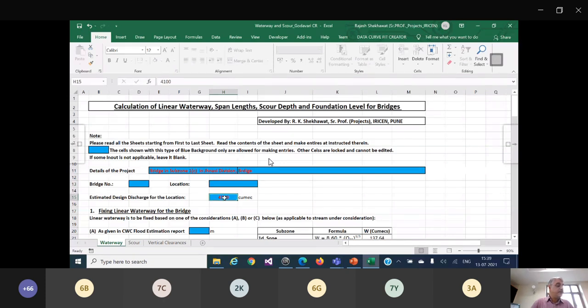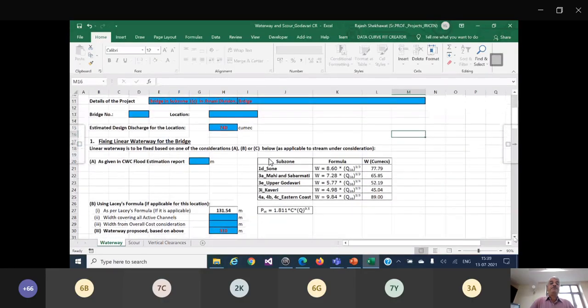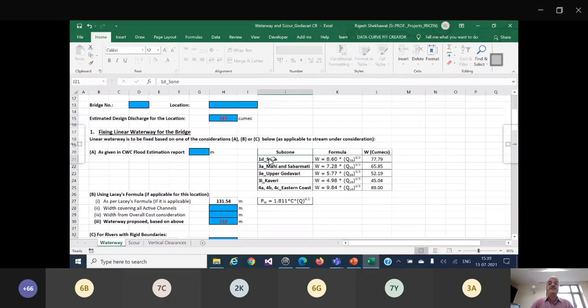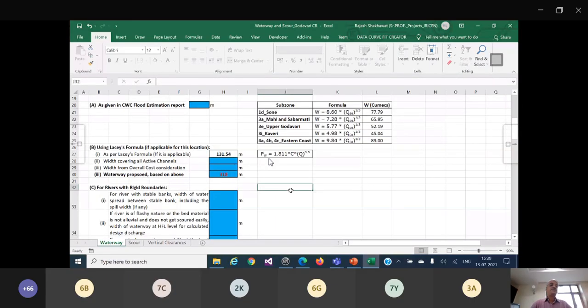So our estimated design discharge was 730.20. So let us say we take it 740 or 730, whatever rounded off value you can take here. Now, as per this, if it is applicable, our zone is 1C, so none of them is applicable. Now it is calculated as per Lacey's formula, 131.